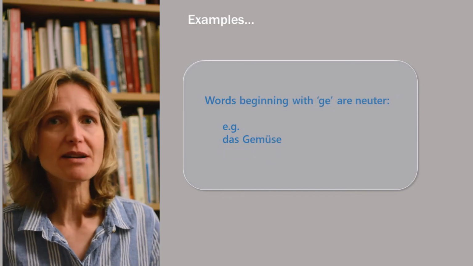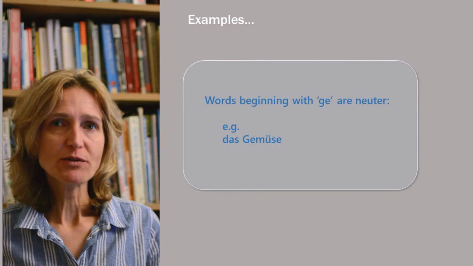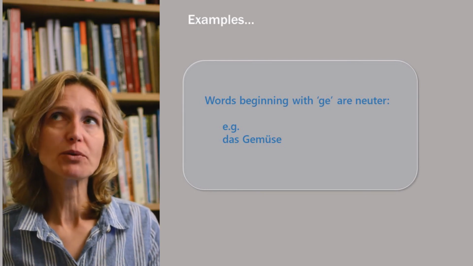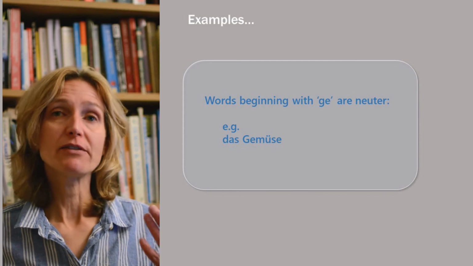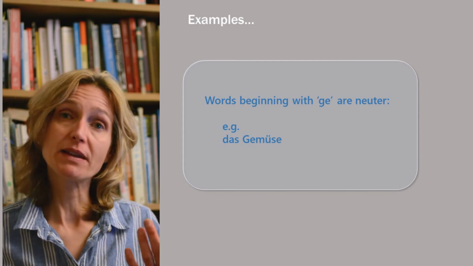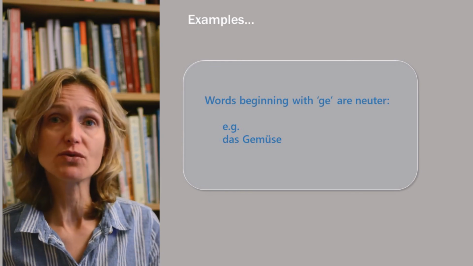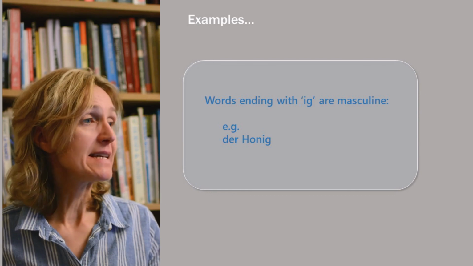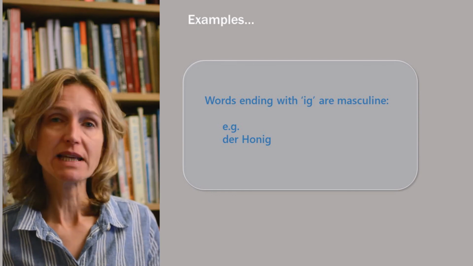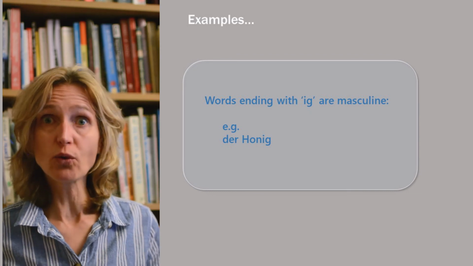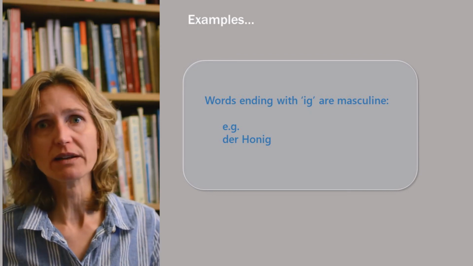Another couple of examples here, words or nouns beginning with ge tend to be neuter. So for example, the word for vegetables, it starts with ge, it's Gemüse, and that is das, so it's das Gemüse. Another example would be nouns ending in ig tend to be masculine. So for example, the word for honey is Honig, and it's der Honig.